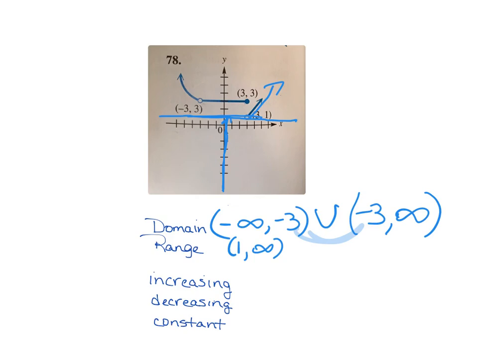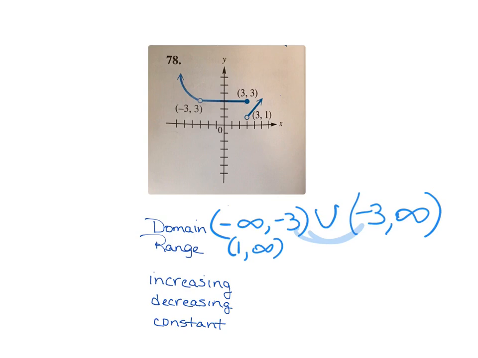Now let's identify our increasing, decreasing, and constant. So we can see that this part of the graph is doing what from left to right? Good. And then this part of the graph? Good. And then this part of the graph? Increase.